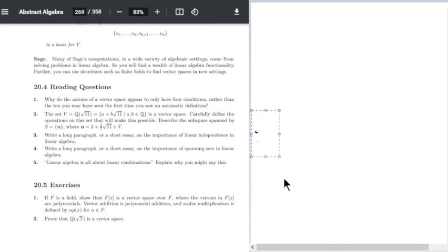Alright, and then describe the subspace spanned by S equals U, where U is equal to 3 plus 2 over 7 square root 11. This is just going to be equal to the set of all multiples of this.